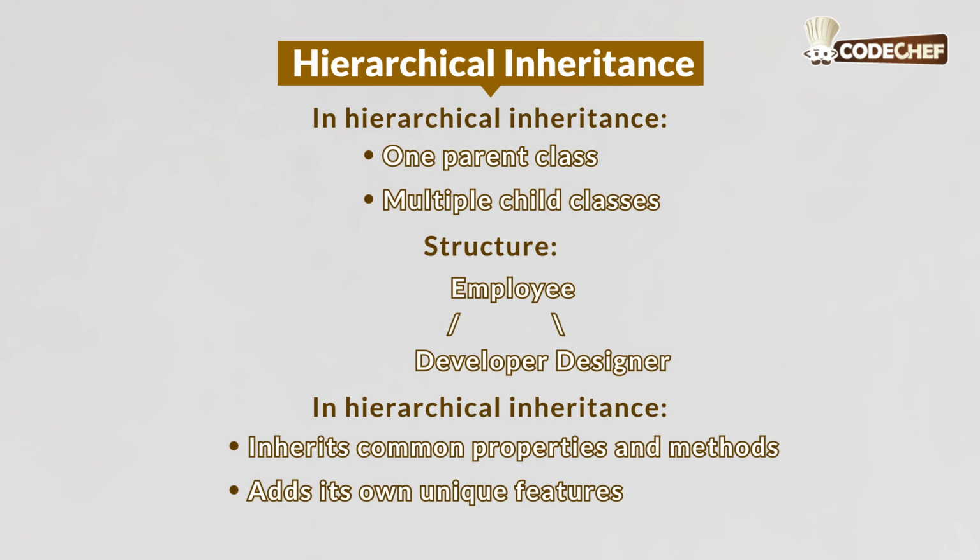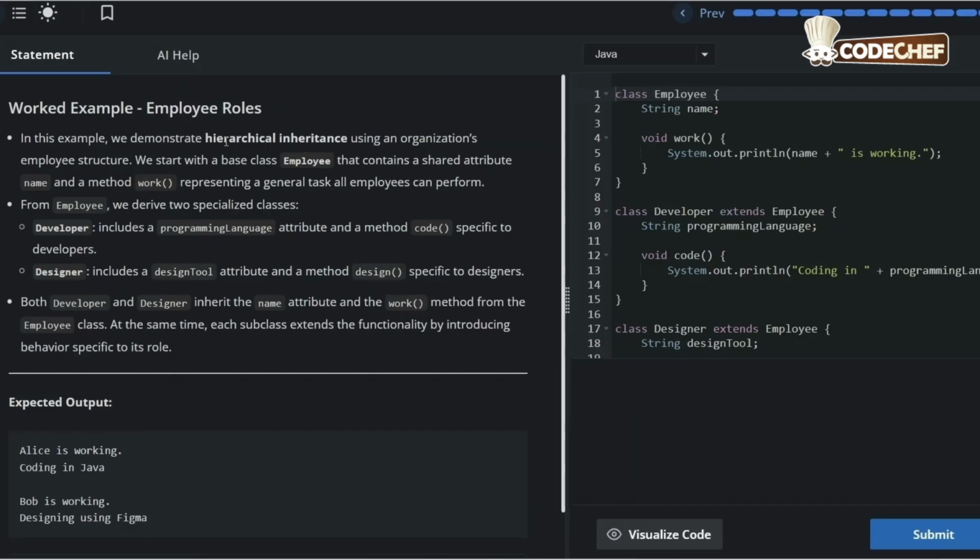Now let's look at an example. So here's an example where we demonstrate hierarchical inheritance using an organization's employee structure. Here we start with a base class employee that contains a shared attribute, name, and a method work, representing a general task all employees can perform. So from employee, we derive two specialized classes: developer, which includes a programming language attribute and a method code specific to developers. Then we have designer, which includes a design tool attribute and a method design specific to designers.